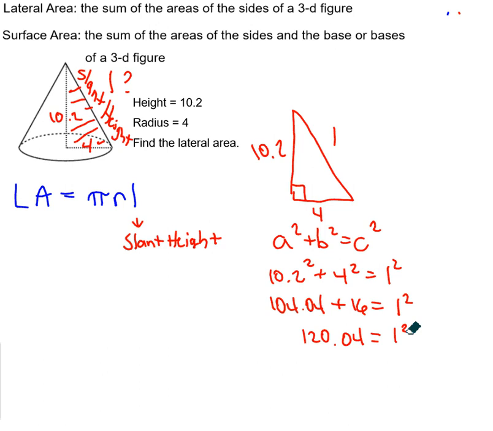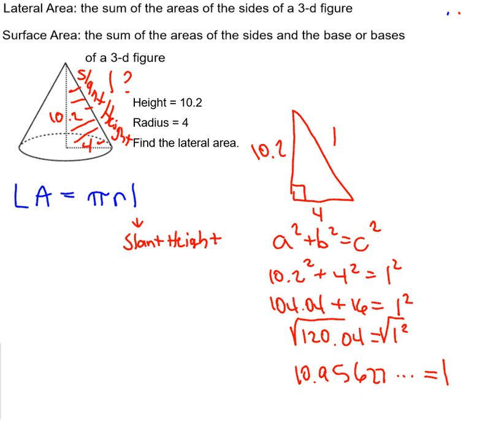We should know from some earlier learning that in order to undo that square, we can simply take the square root of both sides. So I need to take the square root of 120.04. I'm taking my calculator out to do that work. That's going to return an answer of 10.95627, and that keeps on going a little bit. And that would be our value for L, which is our slant height.